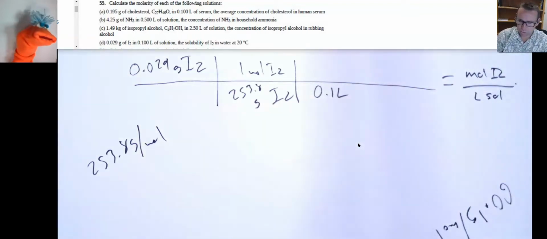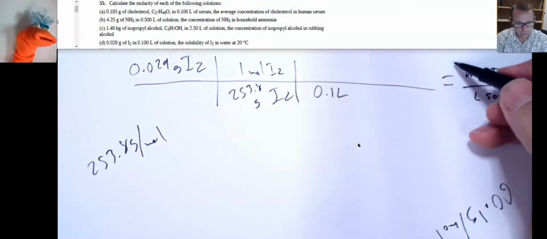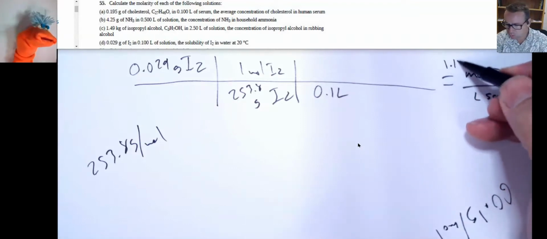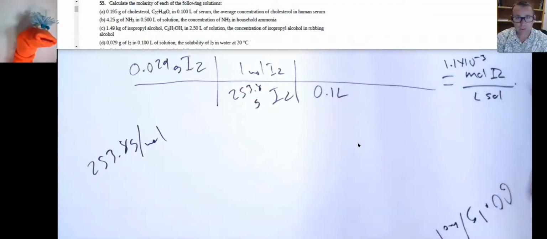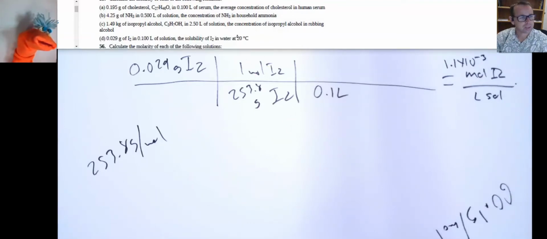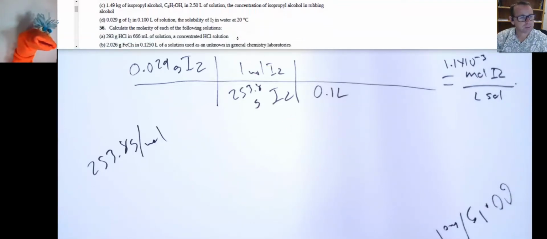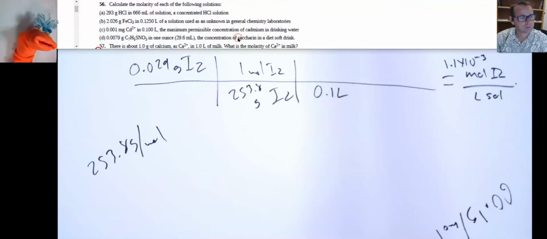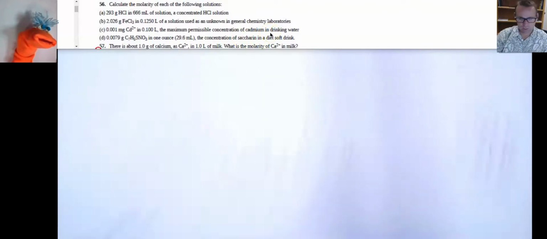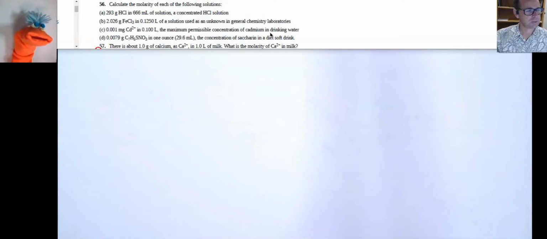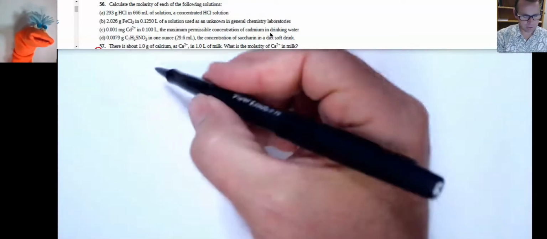Okay, 0.0014, how many significant digits? 2. So 1.1 times 10 to the minus 3 moles per liter. Okay, good stuff. Some more practice here. 56. The molarity of each of these solutions. 293 grams of HCl, 666 milliliters.